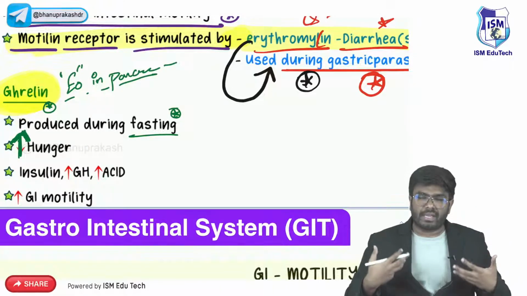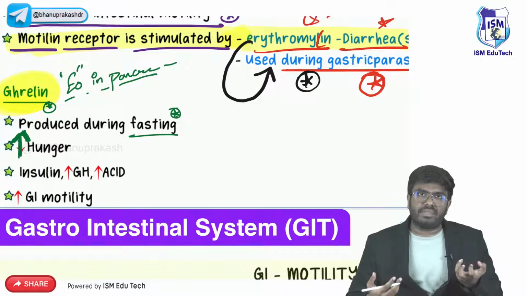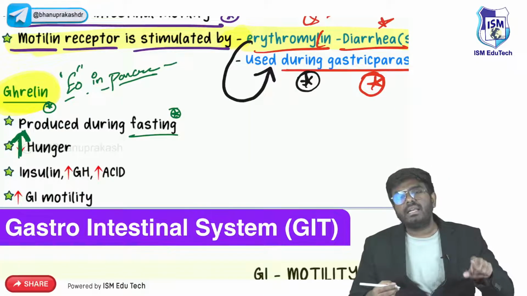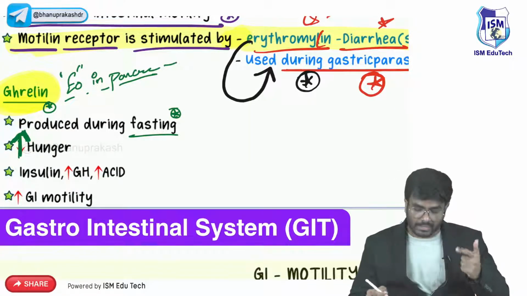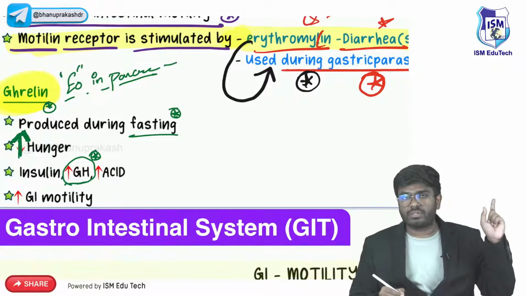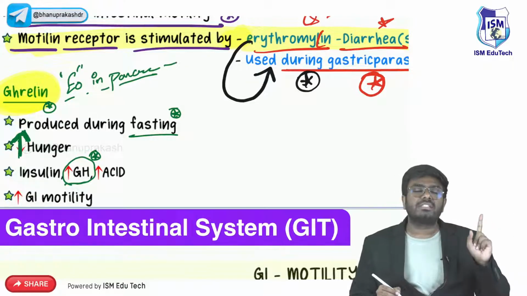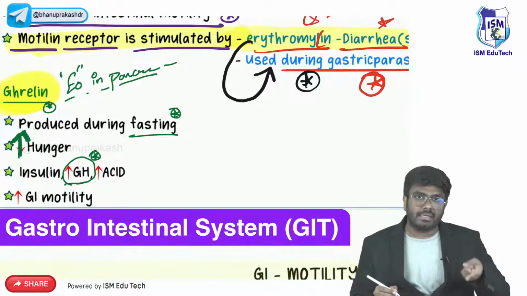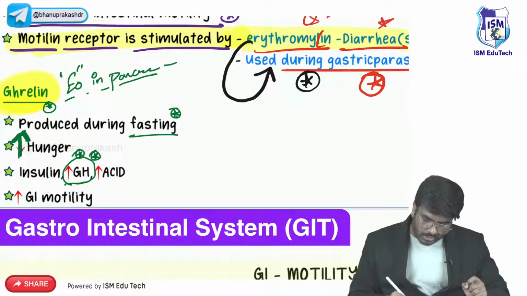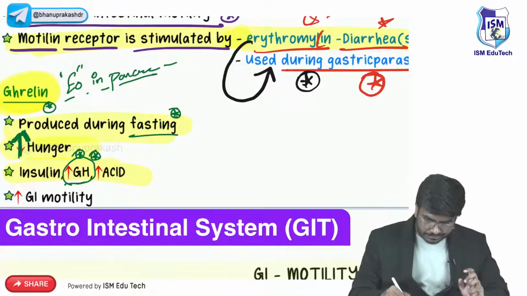Whenever you are fasting, you'll have the hunger. Who gives you that hunger feeling? This is because of ghrelin. And ghrelin not only increases the feeling of hunger, it also increases growth hormone production. Go and check the endocrinology, the same thing I have taught you there. At least these three things are important.